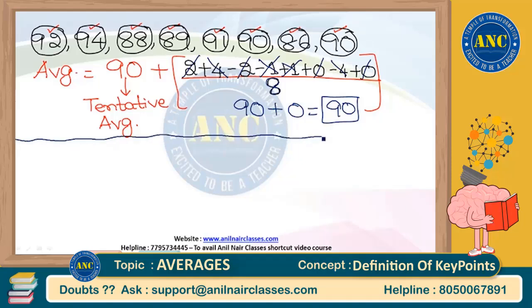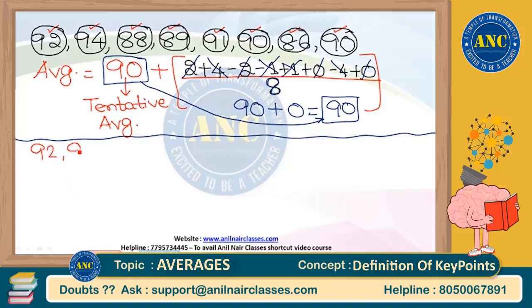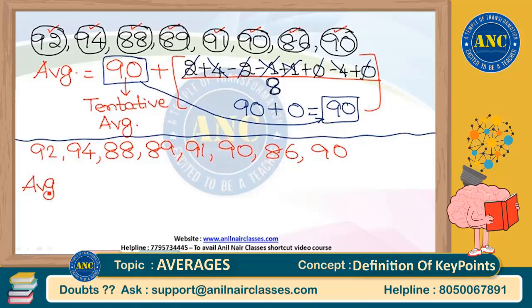Right? Average is 90. But a smart student sitting in the class might get a doubt. Sir, you assumed the average initially as 90, and because you assumed it as 90, probably you are getting the average as 90. Is my statement right? That is not the right statement, sir. You don't assume the average as 90 initially. You take whatever you like. I will write the series once again: 92, 94, 88, 89, 91, 90, 86, 90. Whatever value you want, please assume it. Don't assume the average initially to be 90.